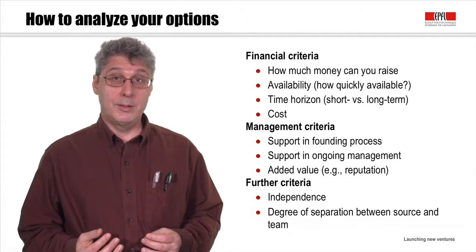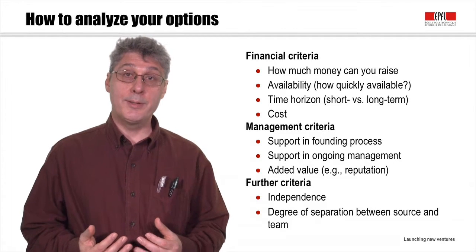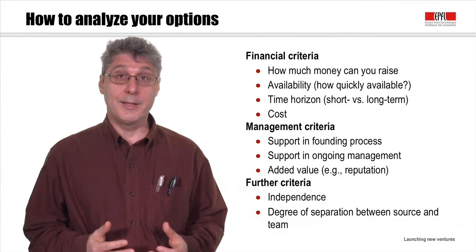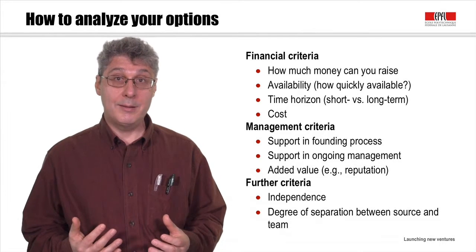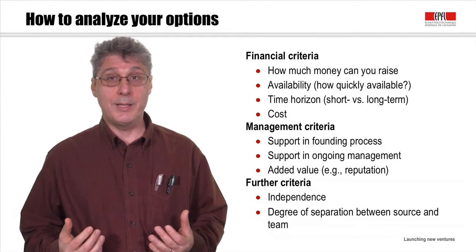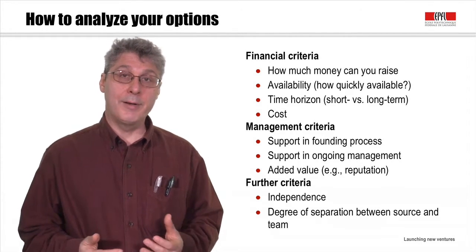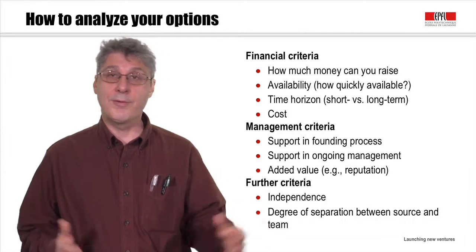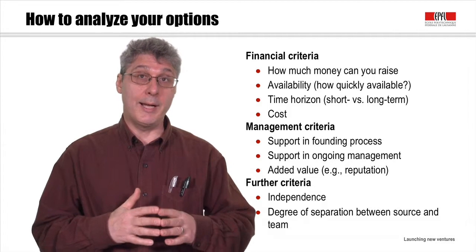We're going to look at management criteria. So can they give you support in the funding process? Can they give you support in running your business? Or can they add some other kind of value, such as a reputational value, credibility, etc.? And then finally, we're going to look at the independence that you gain or that you maintain, depending on which investor invests. And we're going to look at the degree of separation between the investor and your team. Now, in this particular case, there's not going to be a lot of variance there because most of these investors are going to be very distinct from your team as opposed to your friends and family, etc. But still, let's leave it on the list as something to think about when you are looking at any investment.